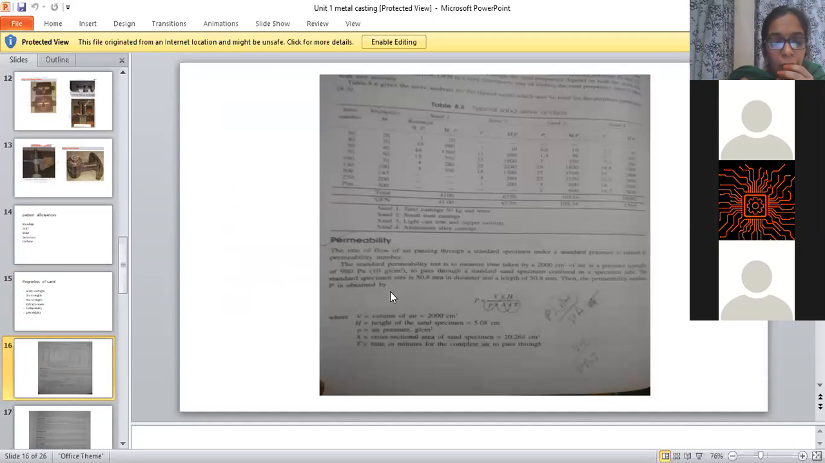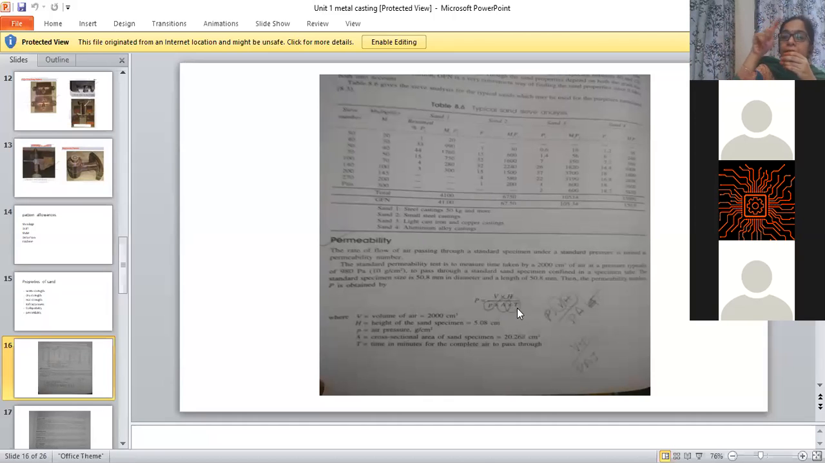The next slide is on permeability number. You may get a problem, and if the paper is tough, in 2018 they asked this question: calculate the permeability number. Permeability number is given by P = V × H / (p × A × T). Please see these notations. V is the volume of air, H is the height of the sand specimen.